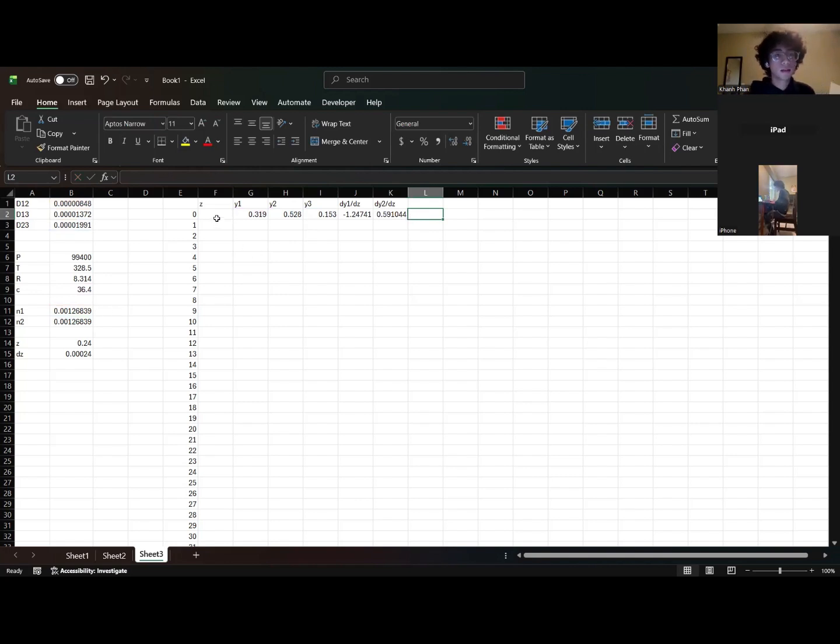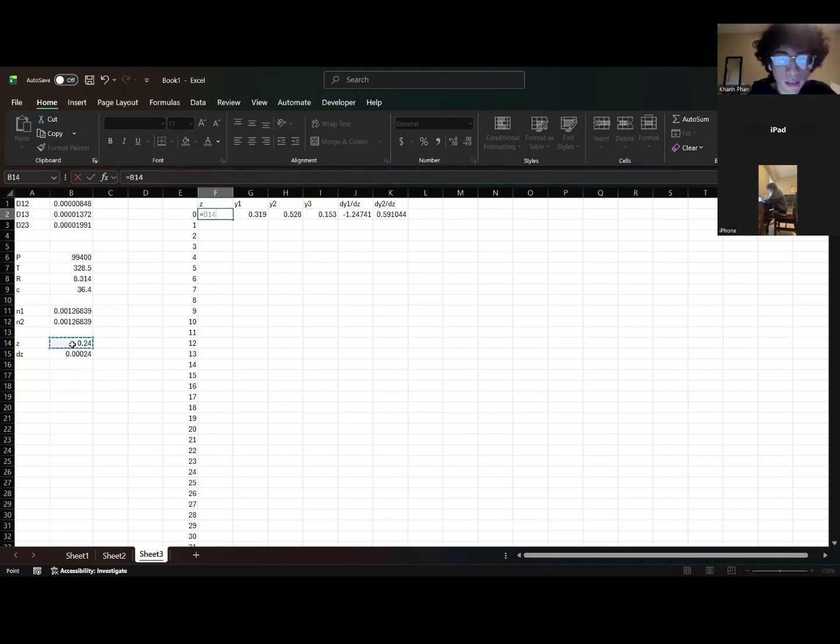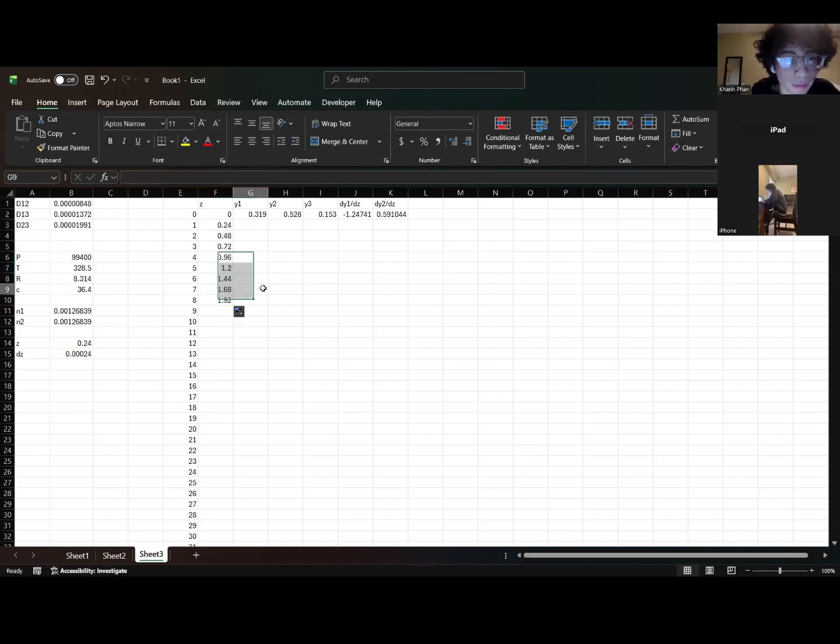Since Z is increasing by DZ, which is 0.00024, we're going to do that here: Z times E. And then Z, we're going to lock it. I'm just going to drag it down, but I'm actually making a mistake right here.